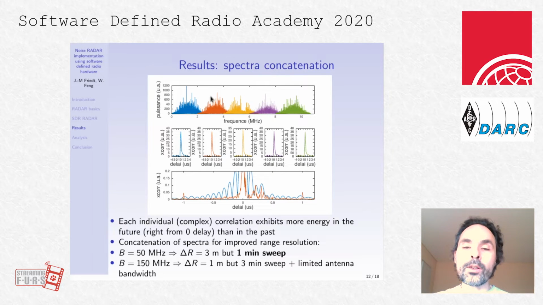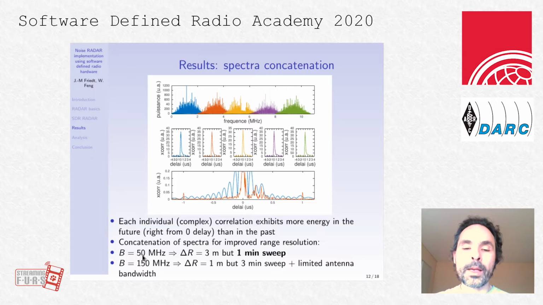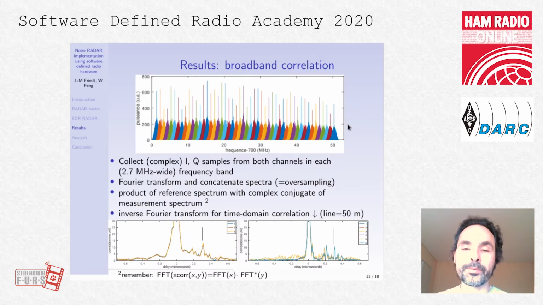So if we collect all these spectra over 50 megahertz range, we have a 3 meter range resolution, but it takes about a minute to sweep the 50 megahertz range by 1 megahertz step. If we sweep 150 megahertz, we have 1 meter range resolution, and we're actually limited by the antenna bandwidth and the duration it takes for sweeping the whole range. But instead, you see that we can increase the range resolution by sweeping the local oscillator.